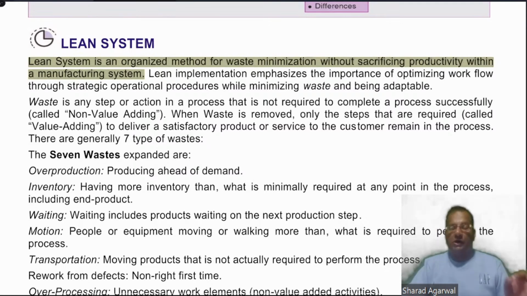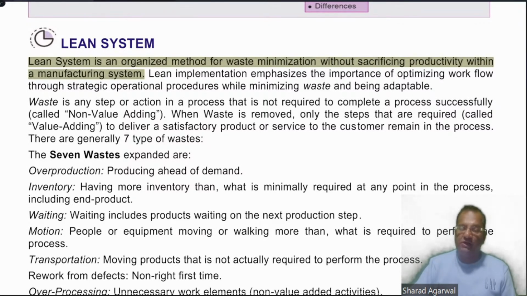Okay, beta. The only objective that this topic lean system is carrying is the objective of waste minimization. It's not carrying the objective of increasing the quality of the product. So all the techniques available under the topic lean system have the sole objective of reducing the waste, that is reducing the cost of the product. So please write down in your copy, beta.